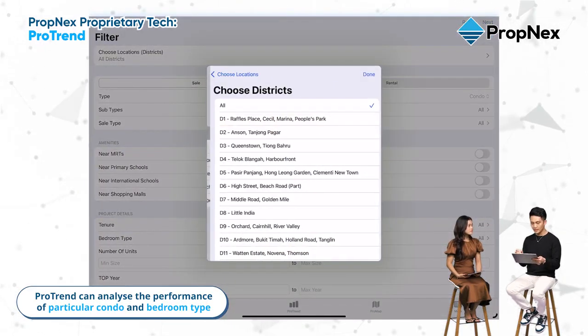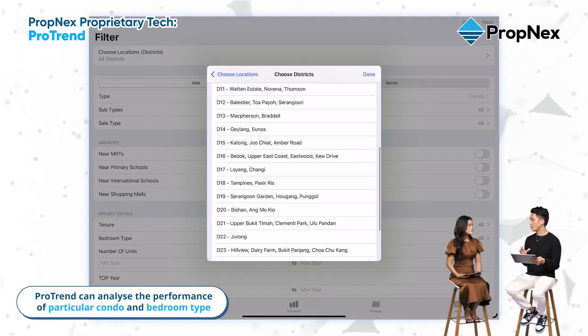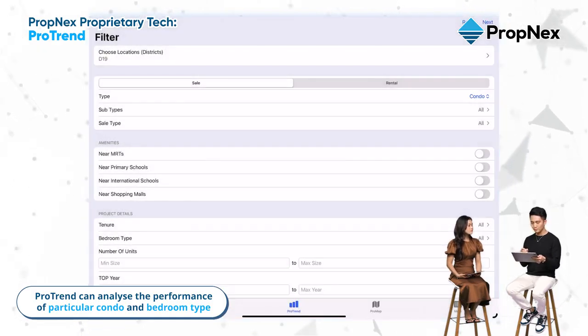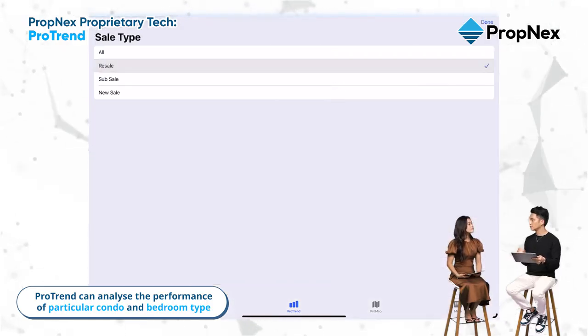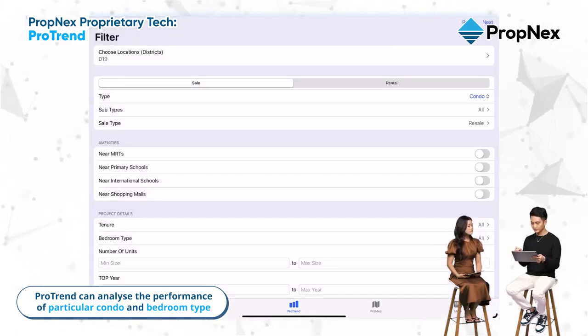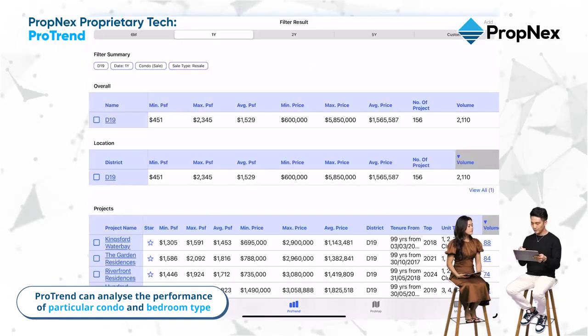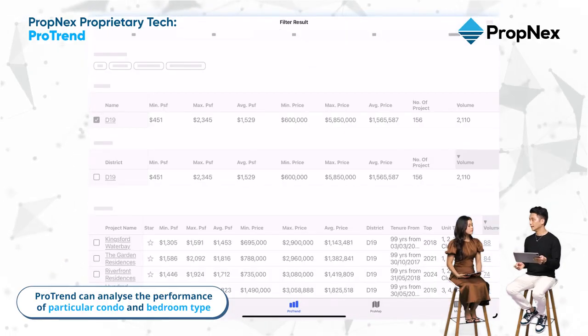So what I can do here, I can also add the district where this condo is at into the picture to further analyze it. So I'm going to add District 19, all the resale transaction, and I'm going to plot this graph onto the same chart. Also apply the pen tool to show the comparison.